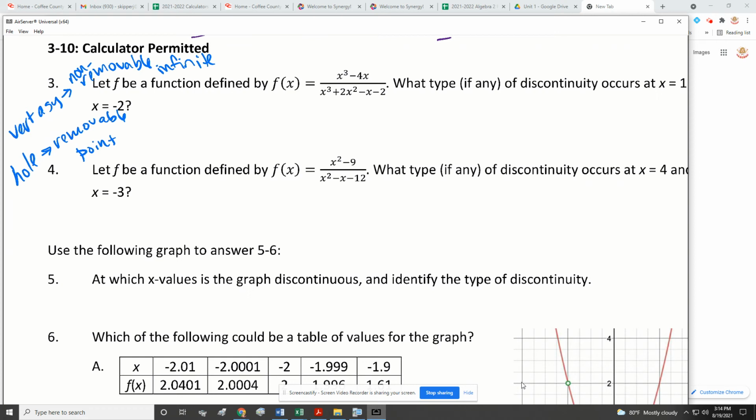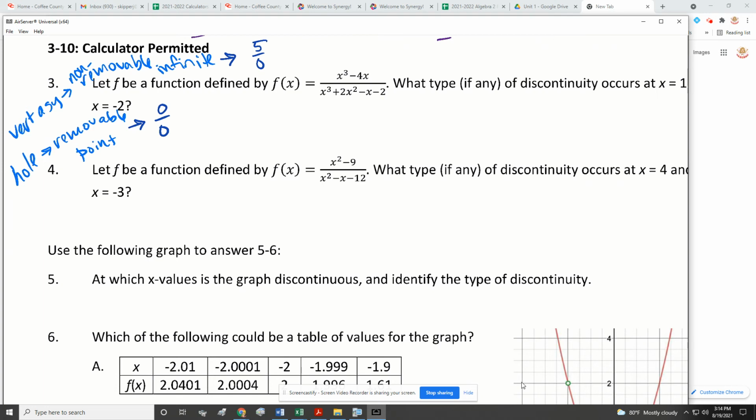And there's a quick way to determine what that is by plugging in the value. If you plug in a value and you get a number like 5 over 0 or -7 over 0, that's going to be a vertical asymptote. If you plug in the number and you get 0 over 0, that's going to be a hole. So that's kind of a quick way you can make that determination.